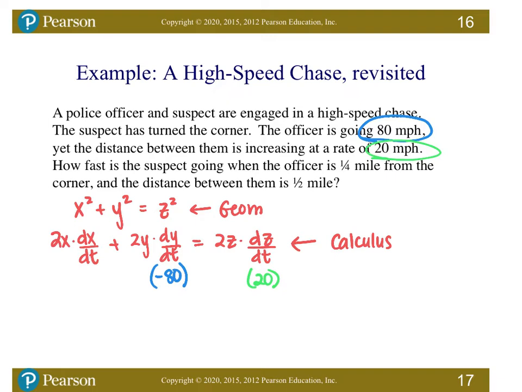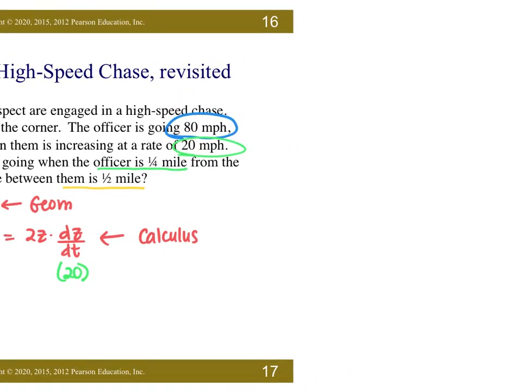We also have some additional information we didn't have before. Now we know that the officer is 1/4 mile from the corner and the distance between them is 1/2 mile. So I'm going to redraw some geometry over here.